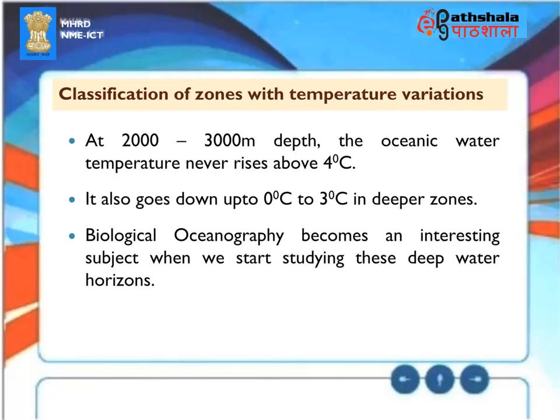At 2000 to 3000 meters depth, the oceanic water temperature never rises above 4 degrees centigrade. It also goes down up to 0 degrees centigrade to 3 degrees centigrade in deeper zones. Biological oceanography becomes an interesting subject when we start studying these deep water horizons.